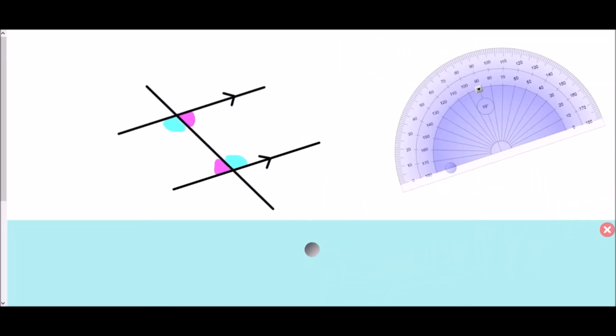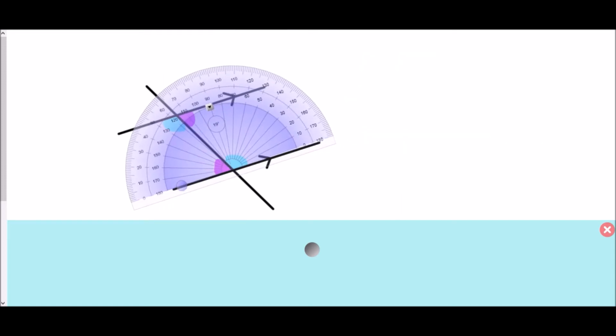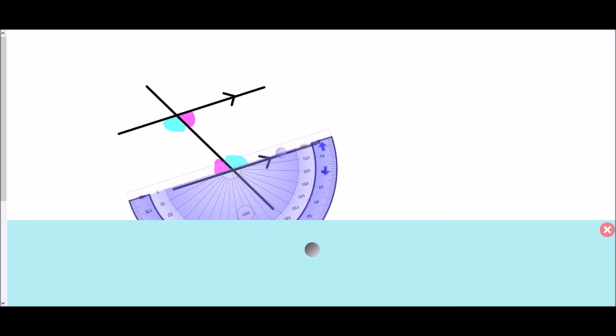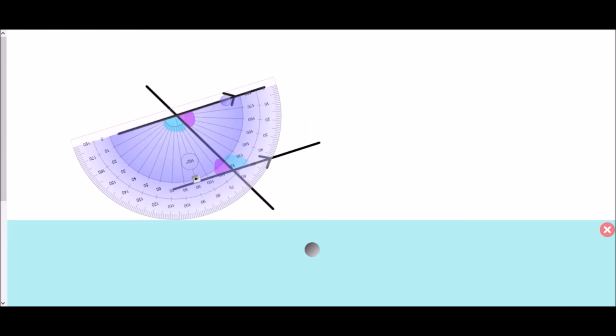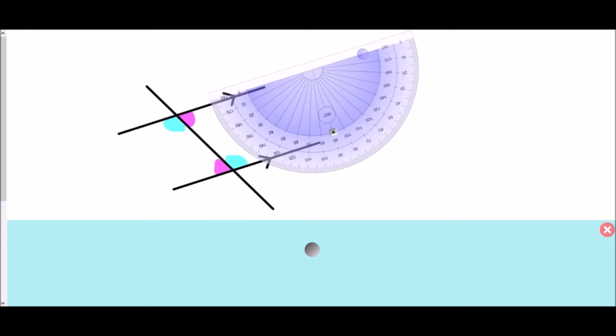Okay, so next we've got again a pair of parallel lines with a single line intersecting them. But this time I've only highlighted 4 of the angles, the 2 pink and the 2 blue. And all I'm going to do again is measure those angles. So my pink angle here is at 65 degrees. And if I check the other pink angle and measure that one, well, my other pink angle, I'm at 65 again. So both of my pink angles are 65.